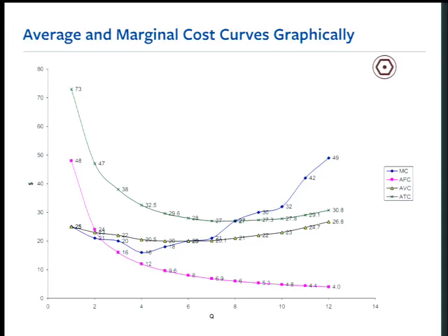So if the sum of the black line and the pink line here is the green line, then the distance between green line and black line is simply the pink line. So the difference between average total cost and average variable cost has to be average fixed costs.